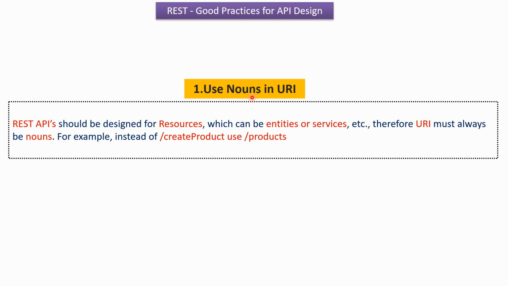Use nouns in the URI. A REST API should be designed for resources, which can be entities or services. Therefore, the URI must always be nouns. For example, instead of using "create product", we have to use "products".